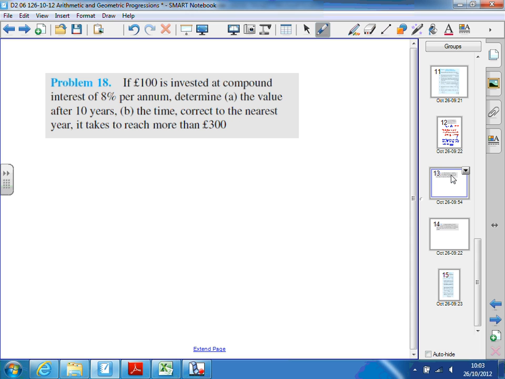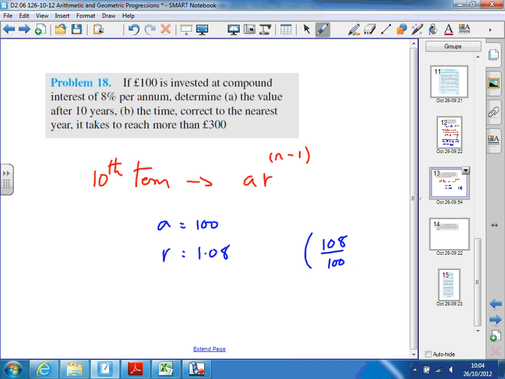I'm after the 10th term, the value after 10 years. And what's the expression for the 10th term? A times R to the n minus 1. So I need A, that's £100. But what's R? 1.08. Thanks, Connie, yes. It's the 100% plus another 8% is 108%, so times by 1.08, which is 108 divided by 100. So that's how I find my common ratio.